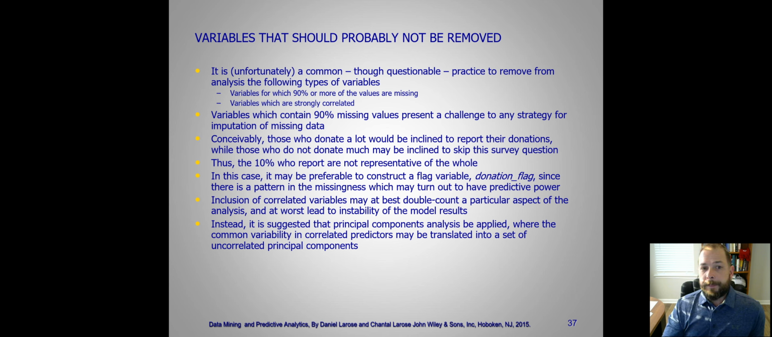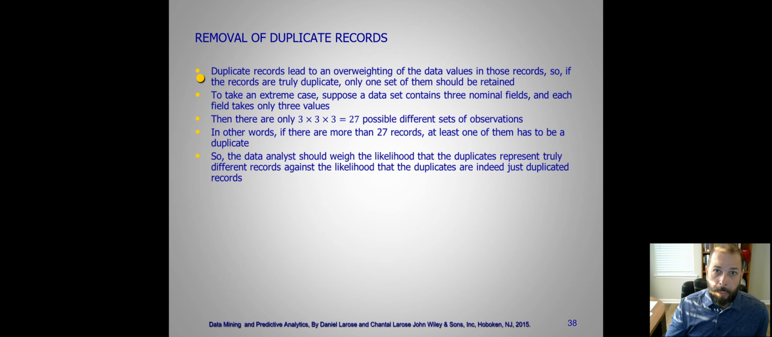Another one is correlated variables. You may not necessarily want to remove those correlated variables, however closely correlated they are to one another. Oftentimes, we can instead use PCA, principal component analysis, to draw out correlations by transforming that data set into uncorrelated principal components and then talking about what those principal components are.